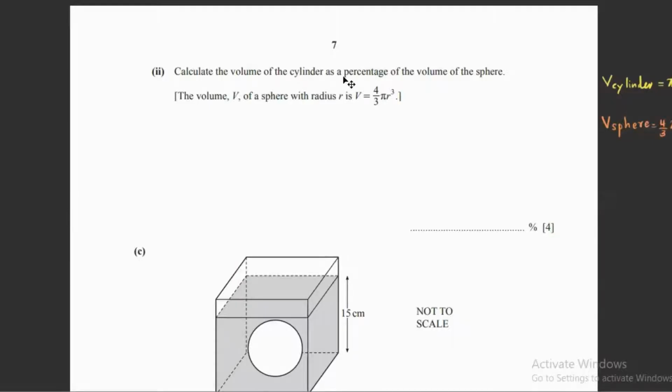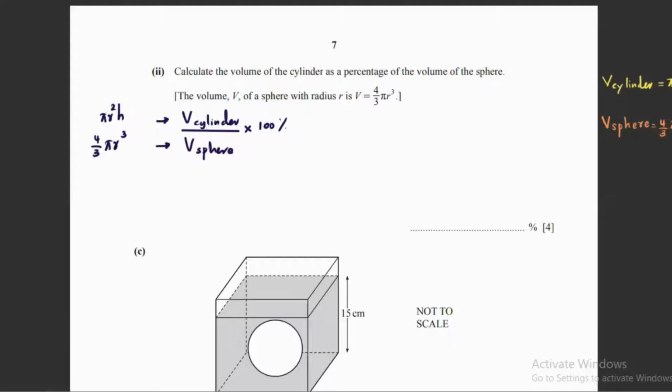Calculate the volume of the cylinder as a percentage of the volume of the sphere. So here the volume of the cylinder has to be written out of the volume of the sphere as a percentage. So I need to times it by 100 in the end. To calculate the volume of the cylinder, the formula that we would use is pi r squared times h. The volume of the sphere formula is already given to us as 4/3 pi r cubed. The volume of the sphere will be given, but not the volume of the cylinder. So the volume of the cylinder is pi r squared h.